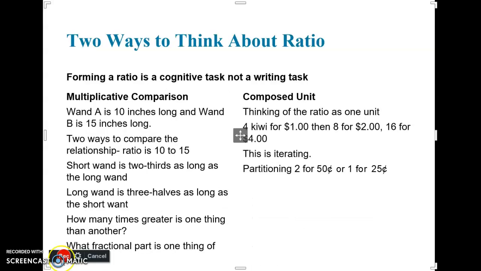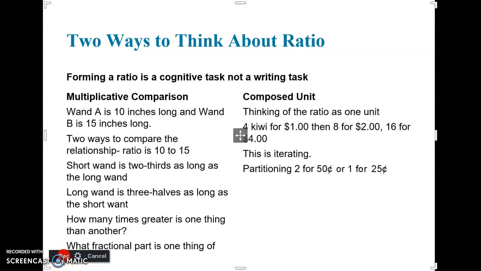Forming a ratio is a cognitive task, not a written task. That means the ratio is a relationship, and that relationship can be thought of in different ways, regardless of whether it's 2 fraction bar 5, 2:5, or 2 divided by 5. So we have examples here.